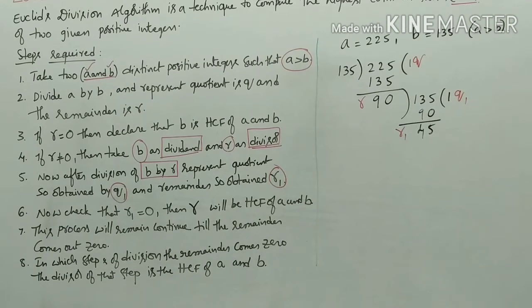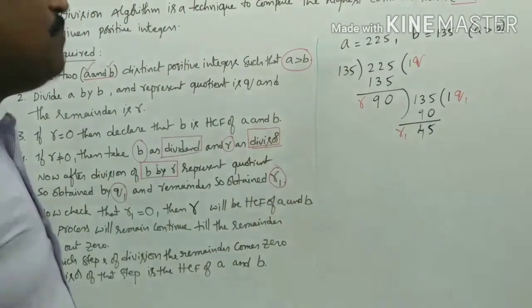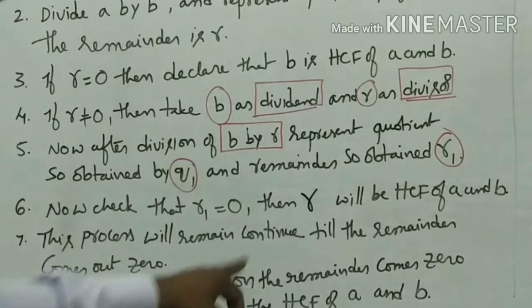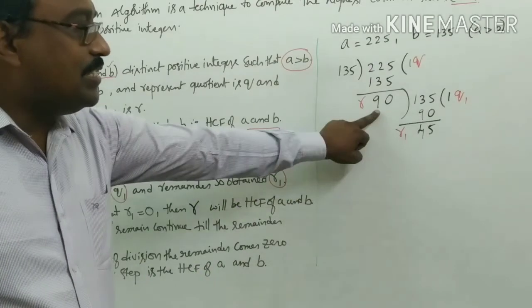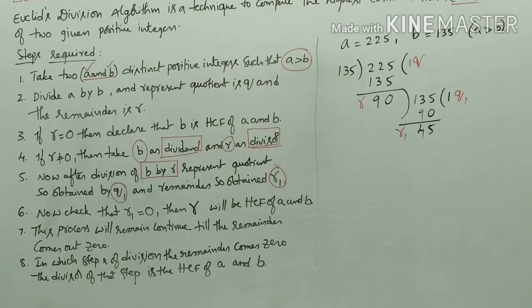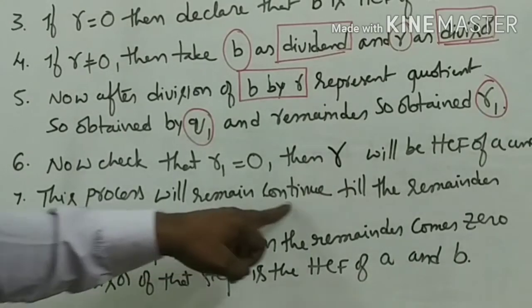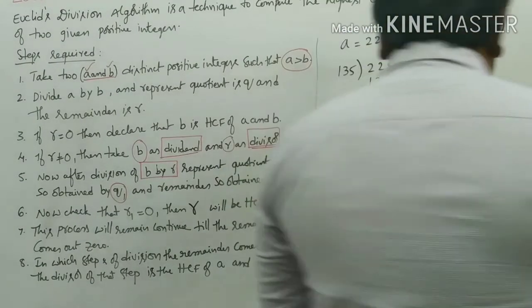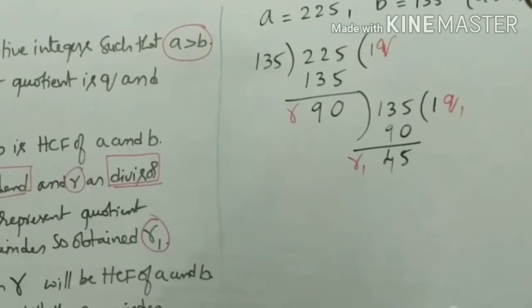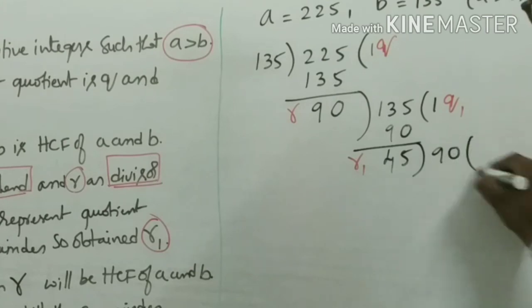Now check whether R1 is equal to 0. Is R1 0? No. Suppose if R1 were 0, then R would be the HCF of A and B. But it is not 0. Then what should we do? This process will continue till the remainder comes out 0. You should do this process continuously. Now R1 is the divisor and R is the dividend.